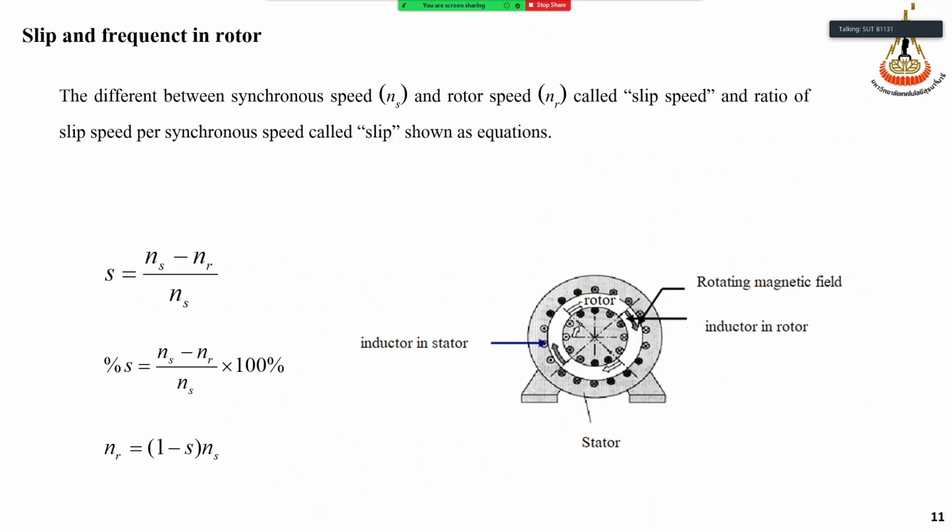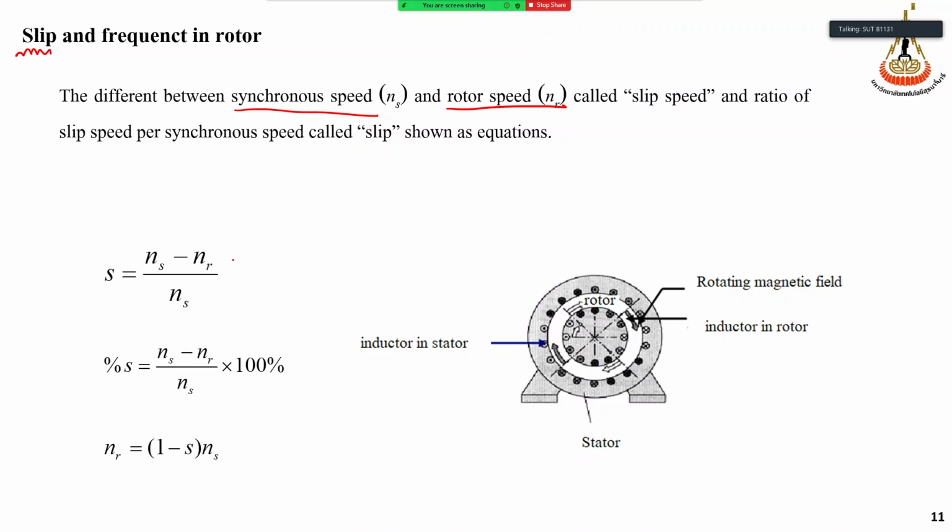Then we have one index to indicate the operating condition of the induction motor. We call it slip, right? Slip of the rotor. Slip means the difference between the synchronous speed and the rotor speed in terms of per unit or in percent of speed. It means how much the rotor speed drops from the synchronous speed.